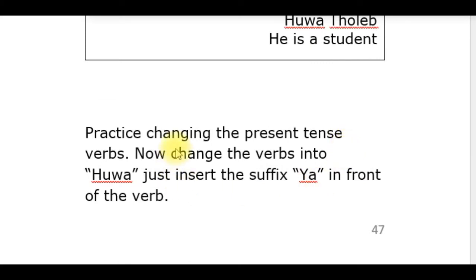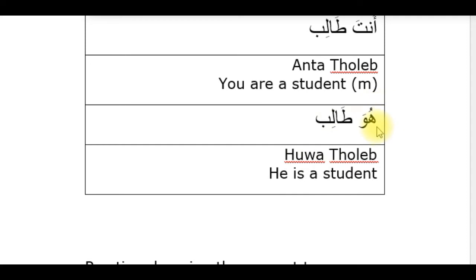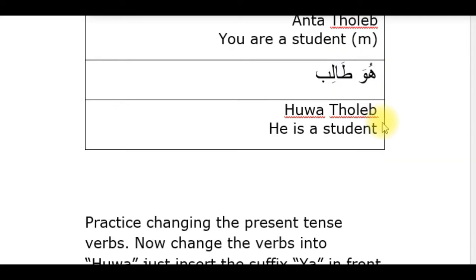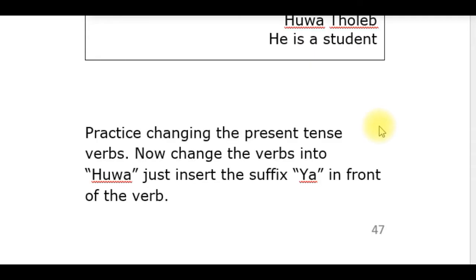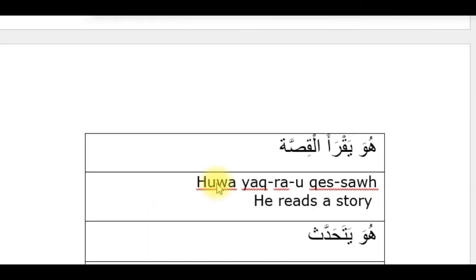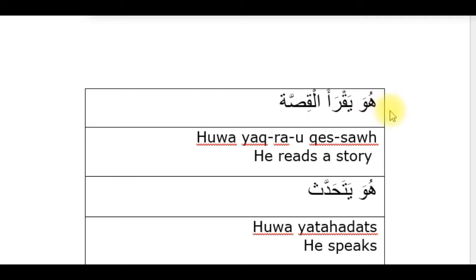Practice changing the present tense verbs. Now change the verbs into huwa. Just insert the prefix ya in front of the verb. So all this, anta, huwa, these are pronouns. Now what we are going to do, we are going to insert a verb. So we are going to use the pronoun huwa. He.